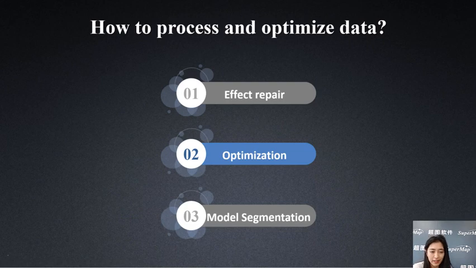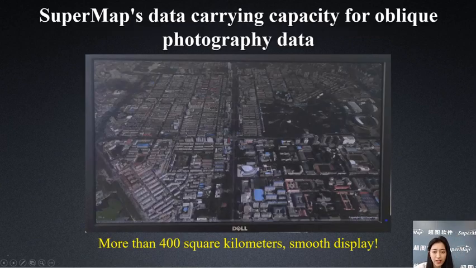Okay, and let's look at how to optimize the data. That is the result of the optimization. After the optimization, this full frame loading can be realized instantly with a high frame rate and low memory usage.